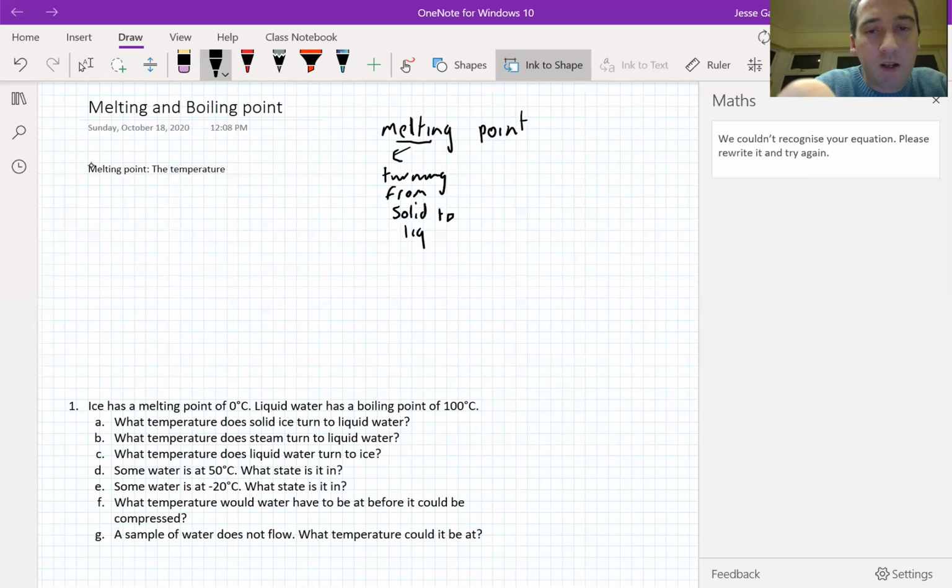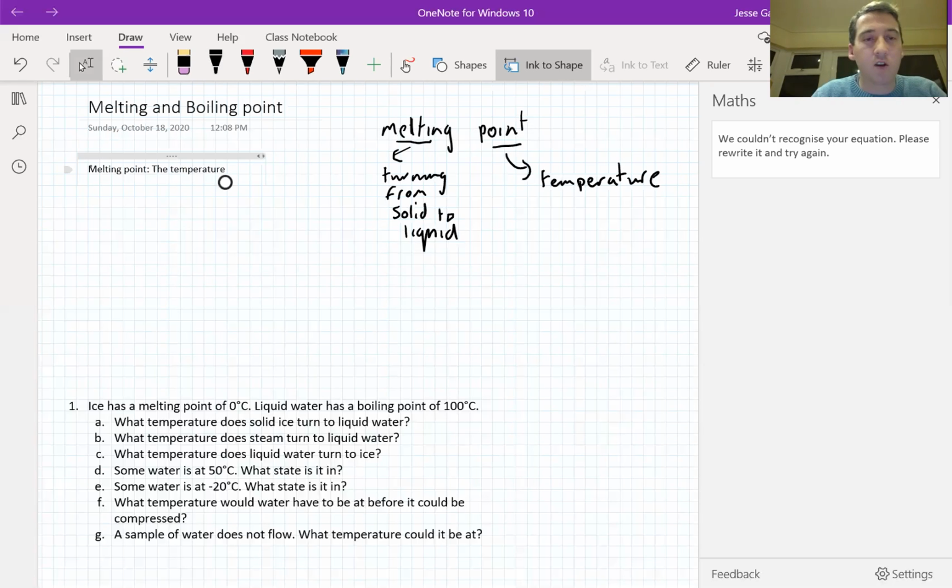That's what happens at melting. But obviously we're not asking what melting is here, because that would be just melting. This is melting point. What we're talking about here is point refers to a temperature. So it's the temperature at which something turns from a solid to a liquid. Okay, the temperature at which a substance changes from a solid to a liquid.